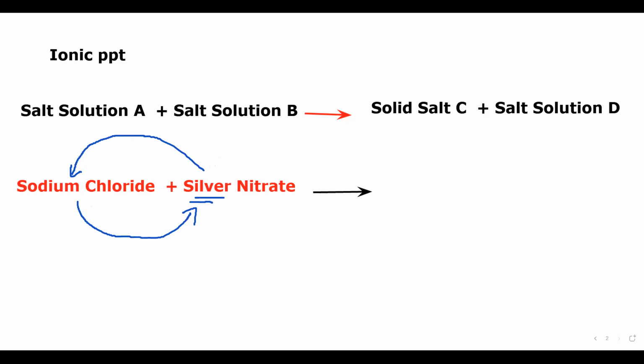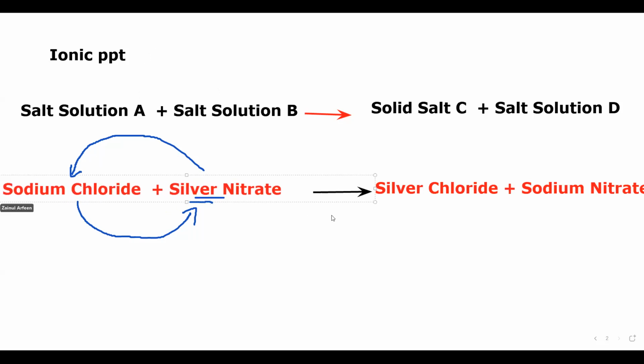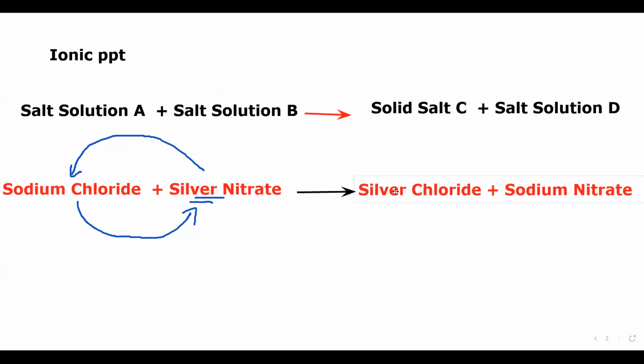So as a result, what will it form? It will form silver chloride plus sodium nitrate. So sodium chloride plus silver nitrate, when they react with each other, this results in the formation of silver chloride plus sodium nitrate.